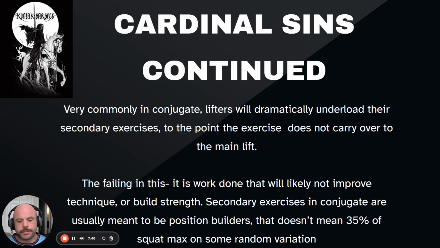Secondary exercises in conjugate are usually meant to be position builders. So the thing about position builders is, if you struggle with chest caving on the squat and you're doing SSB as your secondary, you have to have a high degree of relative intensity, right? You have to have a high degree of strain. Because when you get a squat bar on your back in a low bar position and your chest starts to cave, you have to have learned the skill of fighting back against it, right? And it's not necessarily that the absolute load matters as much as the ability to think under that degree of intensity. You have to be practiced and be like, oh, fuck, this is really hard.